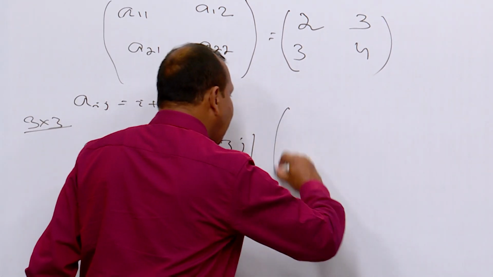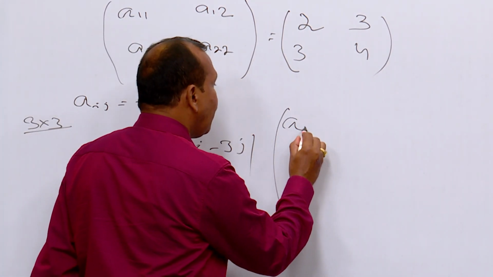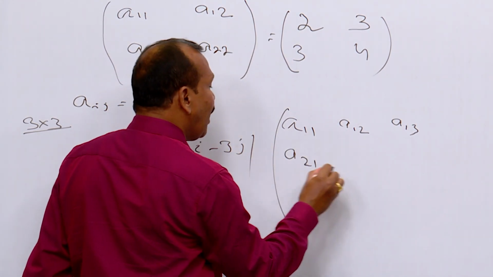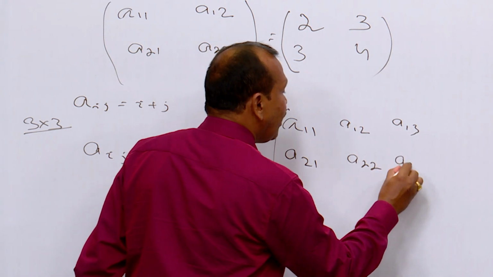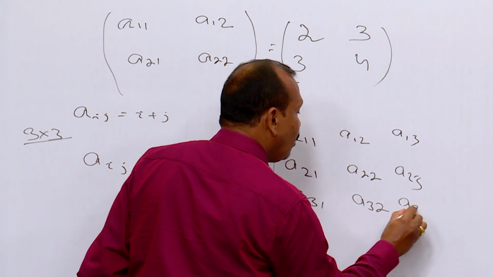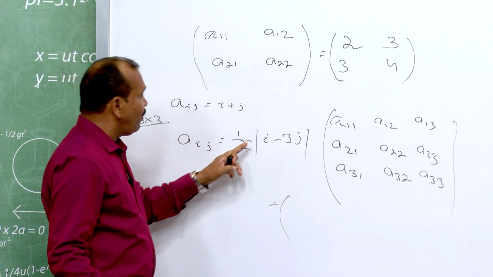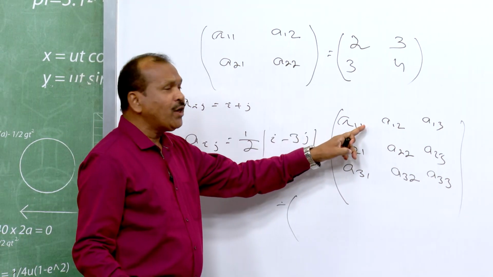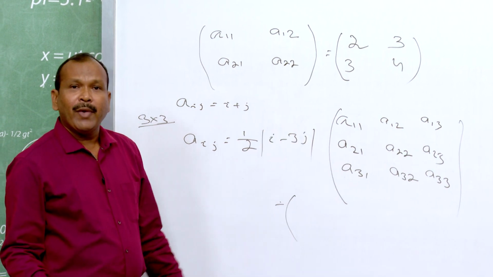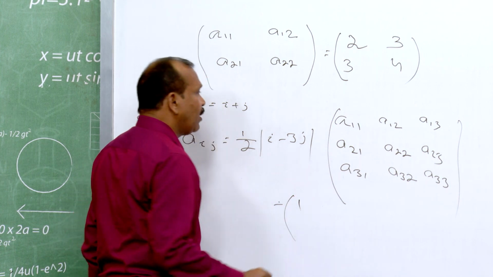First we construct a 3 cross 3 matrix in general form, that is A11, A12, A13, A21, A22, A23, A31, A32, A33, that is equal to half |i minus 3j|. So 1 minus 3 is equal to minus 2. The mod becomes 2. 2 by 2 becomes 1.